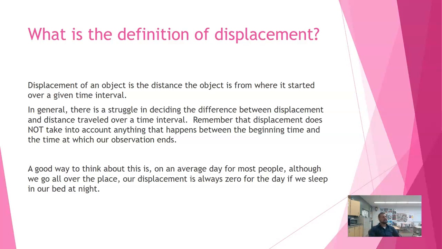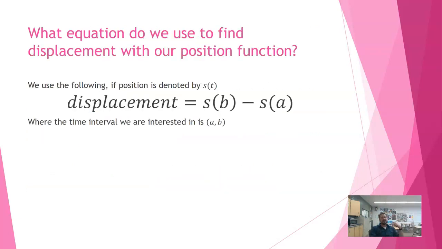Luckily for us, they're not super difficult to discern. They work a little differently as we get further into the year as far as how you find them, but it's nothing to worry about right now. In fact, we have a formula to find the displacement: S of B minus S of A. If you remember from our previous discussion, S is the formula that tells us how to find the position at any given time. So this says find the position at the end of the time interval you're interested in, find the position at the beginning, and subtract the two.